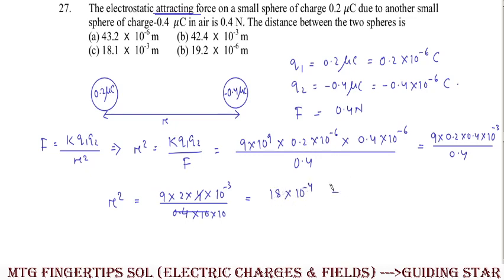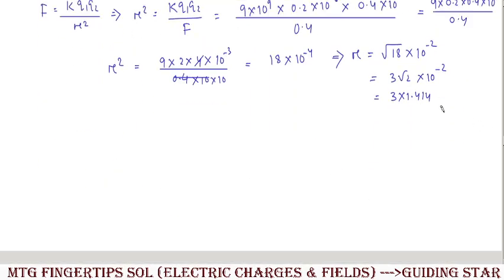So the value of r square is this, then r will be under root 18 into 10 to the power minus 4, so under root 18 into 10 to the power minus 2. So it will be 9 into 2, that means 3 root 2 into 10 to the power minus 2. So 3 root 2 is 3 into 1.414, into 10 to the power minus 2. So if you calculate the value, it will be 4.242 into 10 to the power minus 2. So this will be correct.